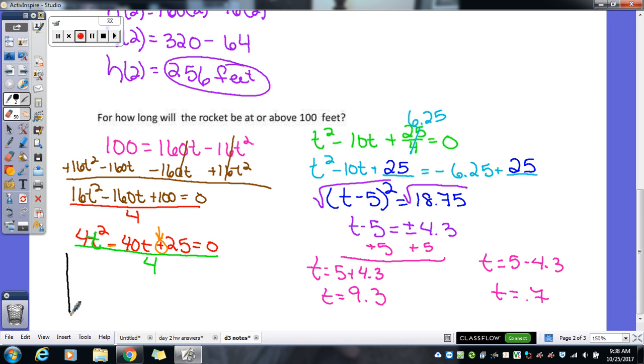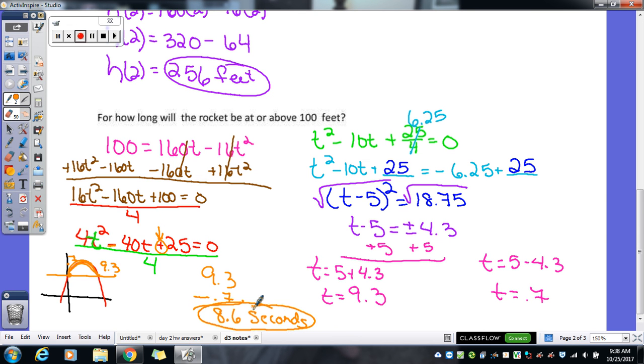So if you're kind of thinking of the picture here, here's our parabola, here's our 100 feet, so 0.7 to 9.3 seconds is when it's at or above 100 feet. So we need to subtract these two numbers. So 9.3 minus our 0.7 gives us 8.6 seconds. So for 8.6 seconds, it is at or above 100 feet.